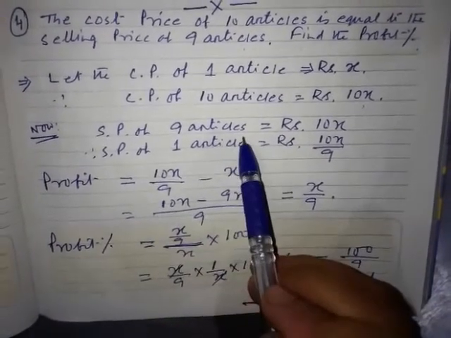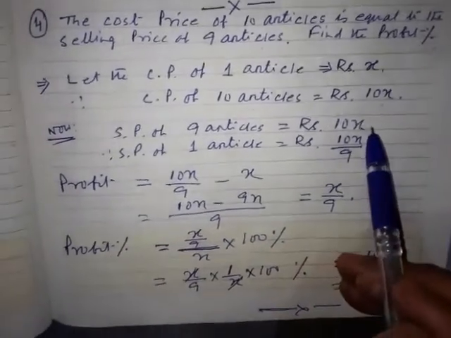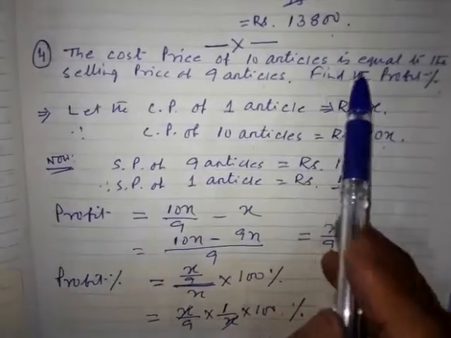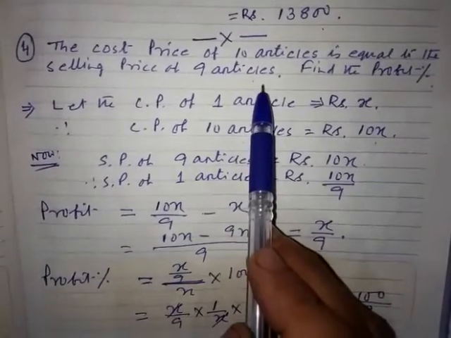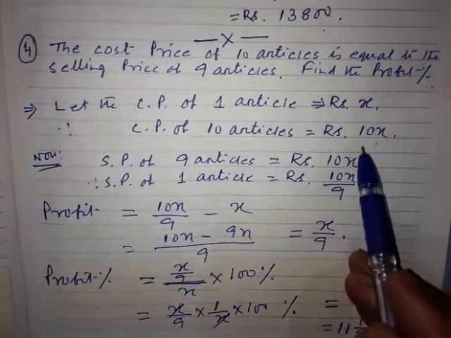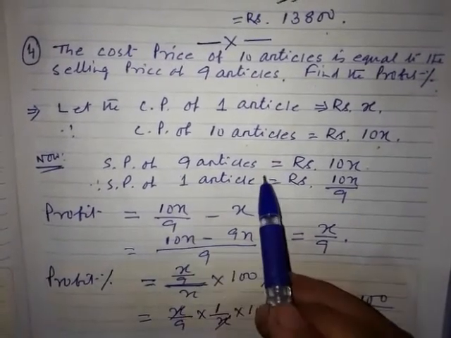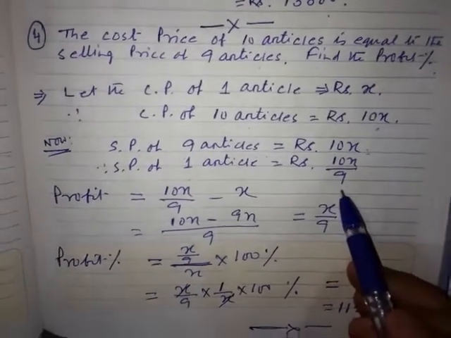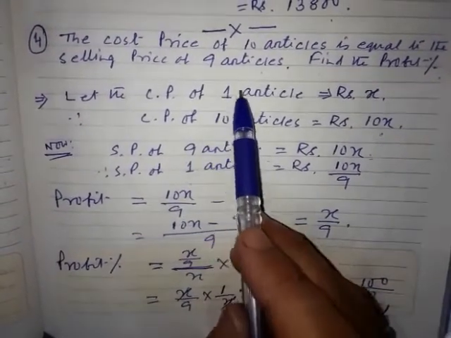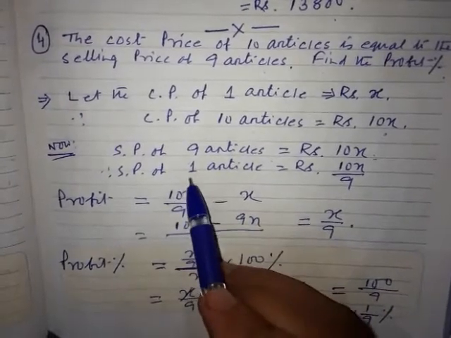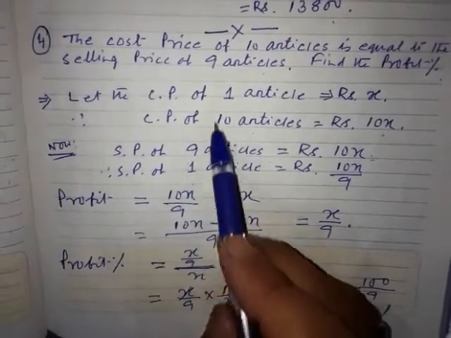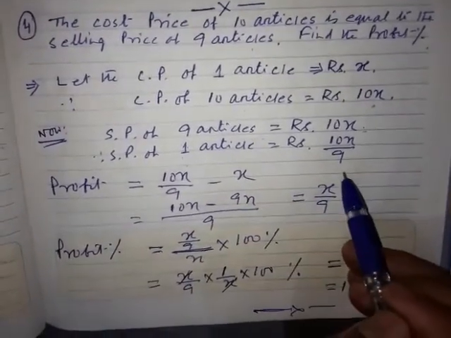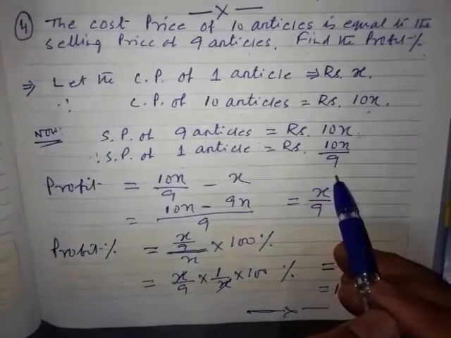Now, the SP of 9 articles is equal to 10x. Why? Because the question said the cost price of 10 articles is equal to the selling price of 9 articles. What is the cost price of 10 articles? 10x. So the SP of 9 articles is also 10x. So the SP of 1 article is 10x by 9. So here you got the same quantity. CP of 1 article, SP of 1 article. When the quantities are the same, easily you can find the profit or loss. Here the SP of 1 article is more than the CP, so it is a profit.